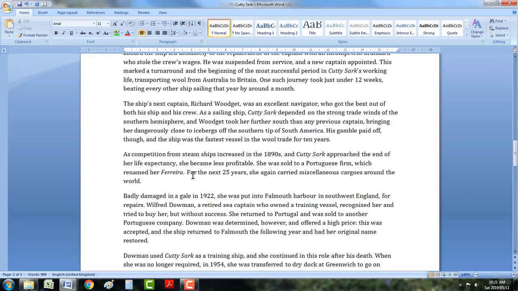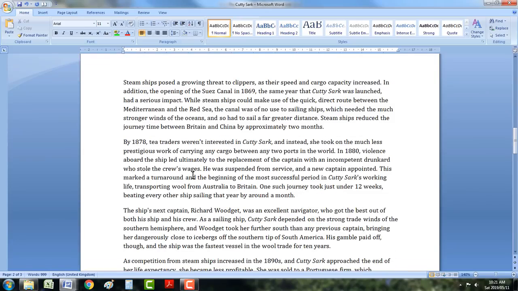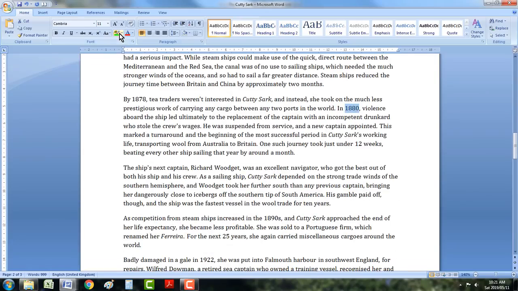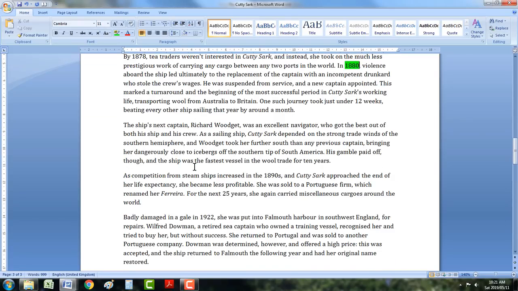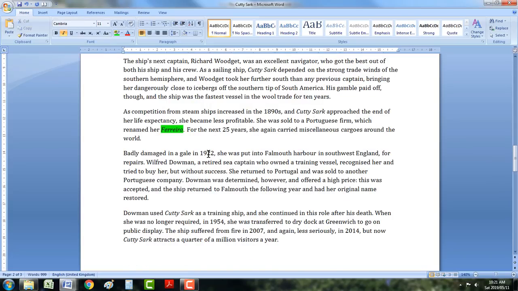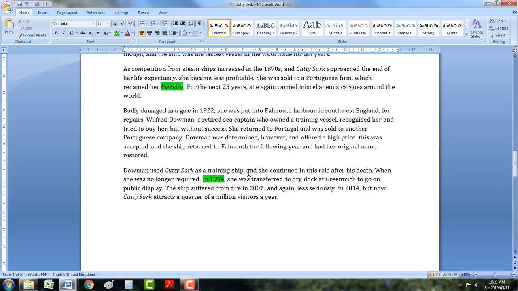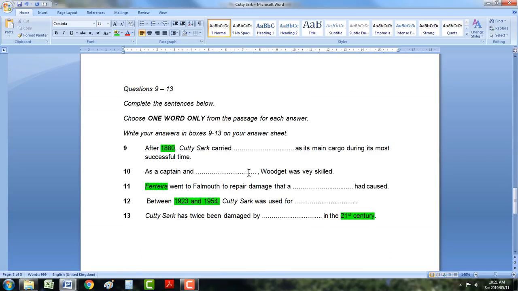1880. And I wouldn't, of course, you're not going to start at the beginning because it's question 9. Very quickly, 1880 over there. Ferreira, 1923, 1954. Ferreira's there. 1922. 1954 is over there. So 1923 is somewhere in here. Great. Then we're going to maybe get some clear nouns. Cargo, yes, cargo is the stuff that a ship carries.